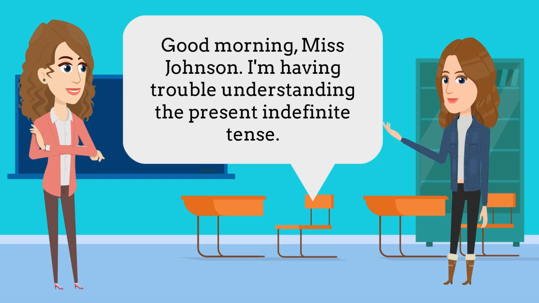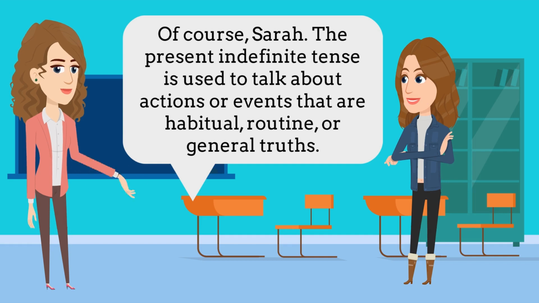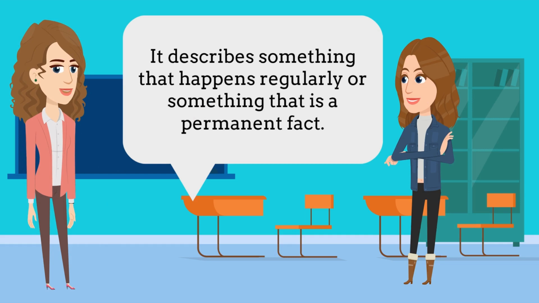Good morning, Miss Johnson. I am having trouble understanding the present indefinite tense. Could you explain it to me? Of course, Sarah. The present indefinite tense is used to talk about actions or events that are habitual, routine, or general truths. It describes something that happens regularly or something that is a permanent fact.